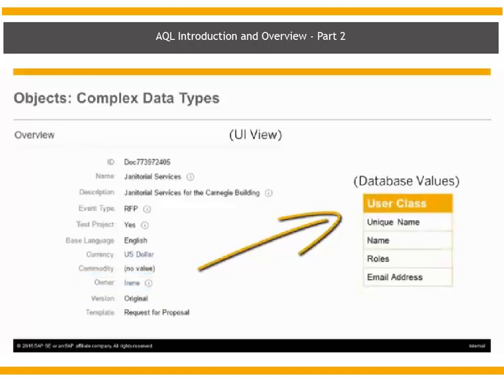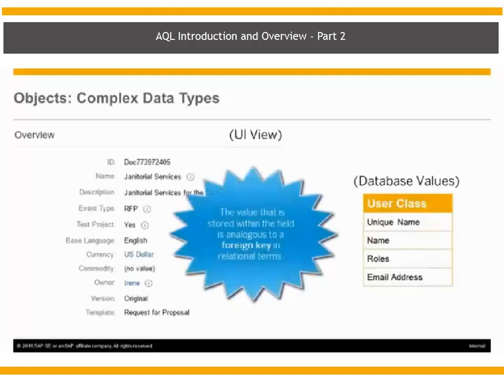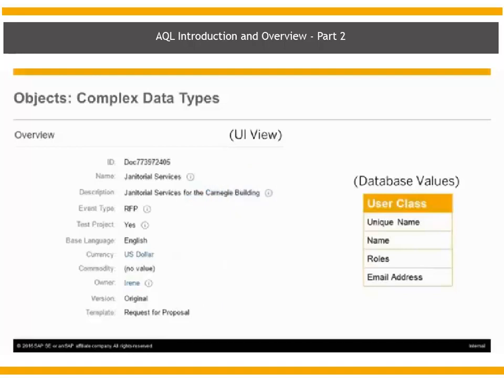The fields associated with a complex data type can be simple or complex. When you define a field with a complex data type, the value stored in the field is a reference to another object. The value that is stored within the field is analogous to a foreign key in relational terms. Note that for the database, the complex data types translate to multiple columns in a relational table. A complex data type cannot be stored in a simple database table, like simple data can. It must be stored in multiple columns in multiple tables. The column location and the type is determined by the definition of the complex data type.